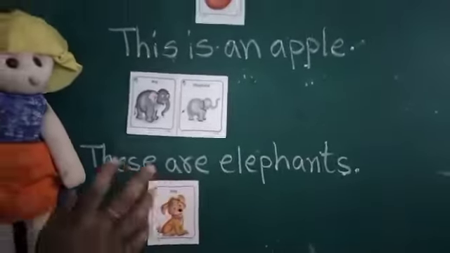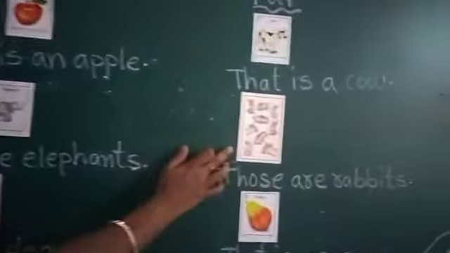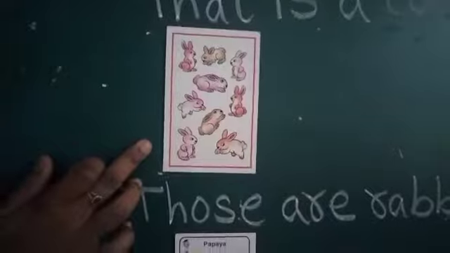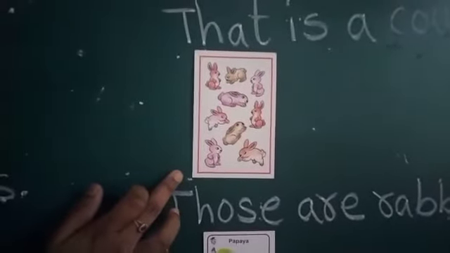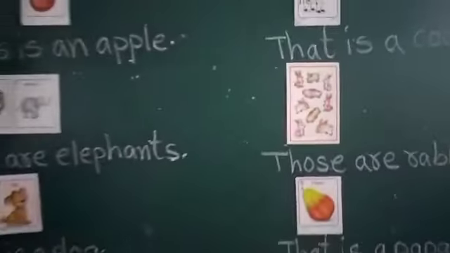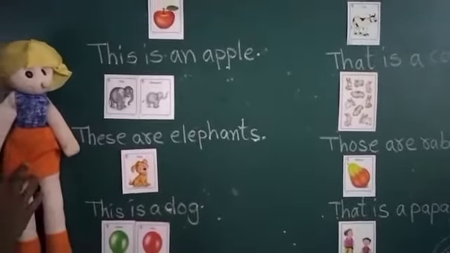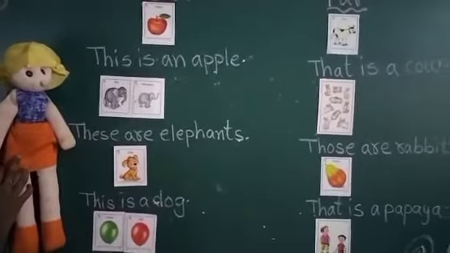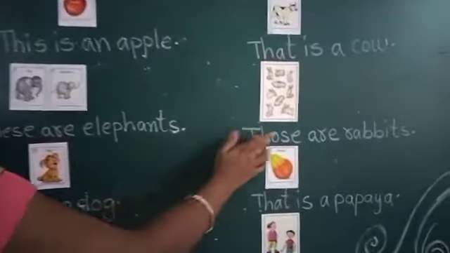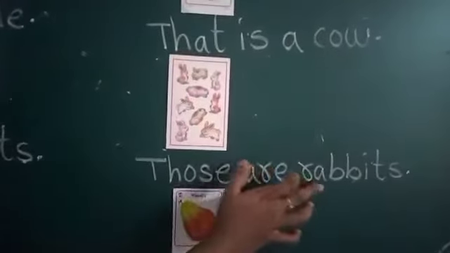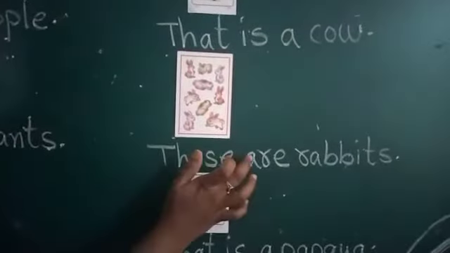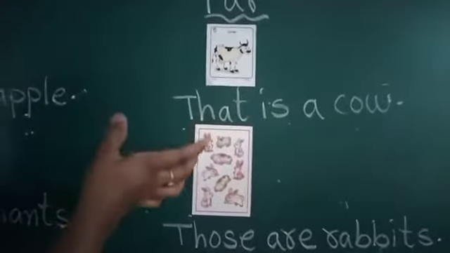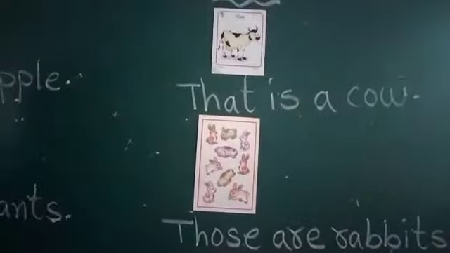Okay, next. What are these? Can you recognize? Rabbits. These rabbits are far from Dolly. Is it, children? So what is Dolly telling? Those are rabbits. What is she using? Those are rabbits. When it is single and far from Dolly, she used "that".